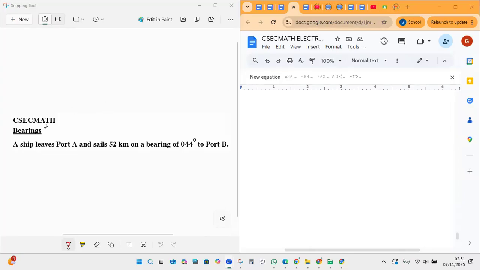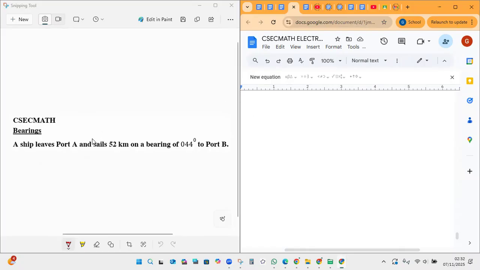Dissect math, bearings. So here we've got a sentence. It says a ship leaves port A and sails 52 kilometers on a bearing of 044 degrees to port B. So remember in the previous video, we talked about the word bearings. Whenever you hear the word bearings, you've got to think of 6 words, and make a sentence with those 6 words.